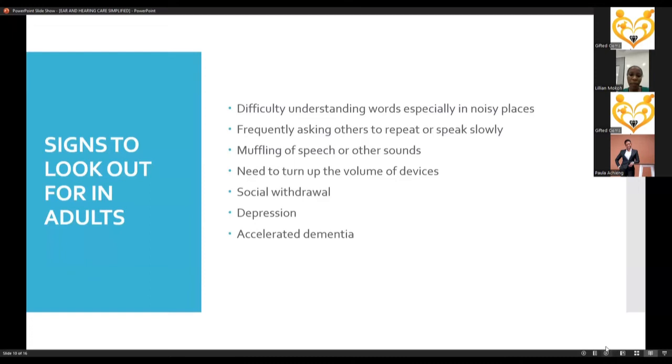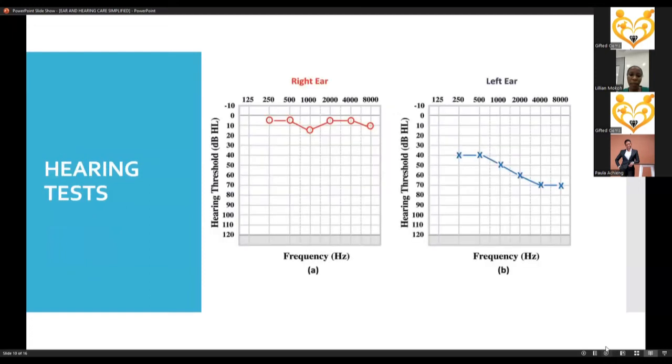And finally, this leads to social withdrawal and depression. We know hearing is what helps us to connect to others, to speak, and that's how you're able to interact and socialize. And so these people end up being withdrawn.